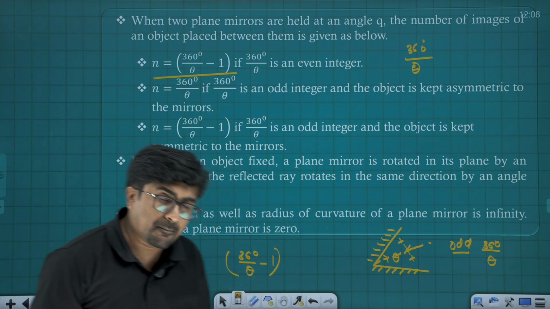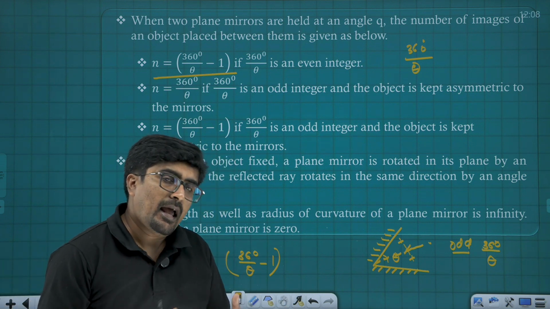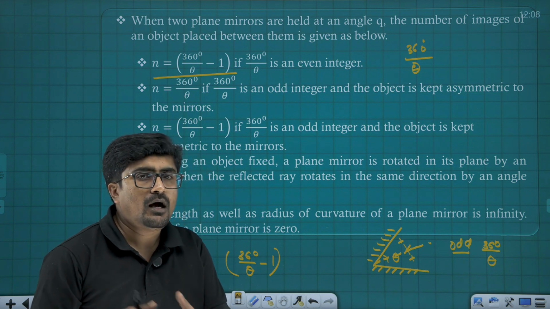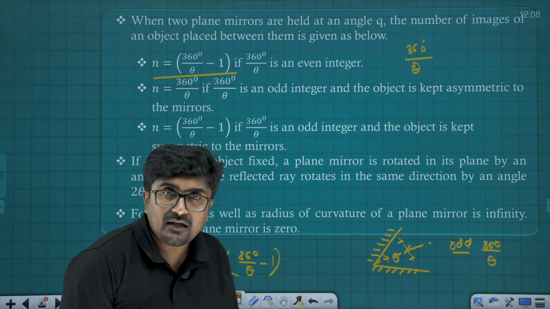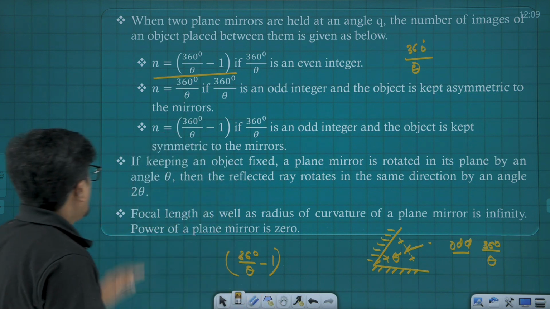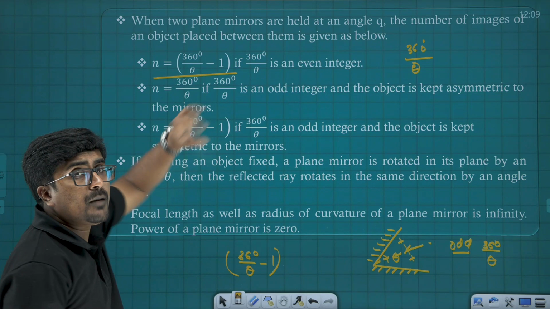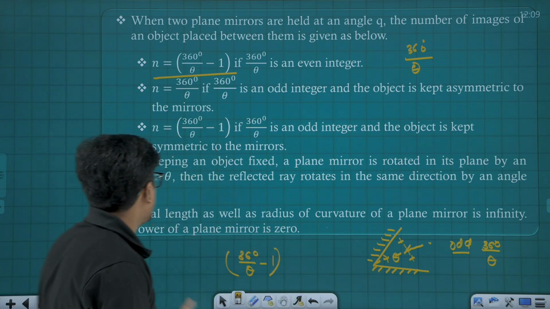And if it is an odd number and symmetric, then it is 360 divided by theta minus 1. And if it is again an odd number, asymmetric, then it is 360 divided by theta only. So that is how we find out the number of images formed by two mirrors kept at an angle of theta.